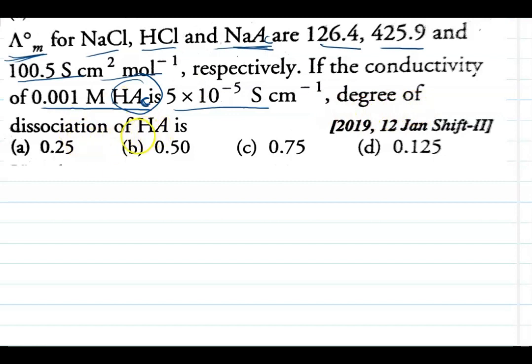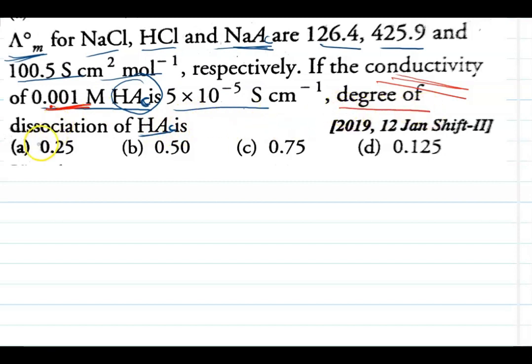The degree of dissociation of acetic acid is asked. So the question is very clear. Limiting molar conductivities are given, and the conductivity is given. What does conductivity mean? Specific conductance. So specific conductance and concentration are also given, and the degree of dissociation is being asked.